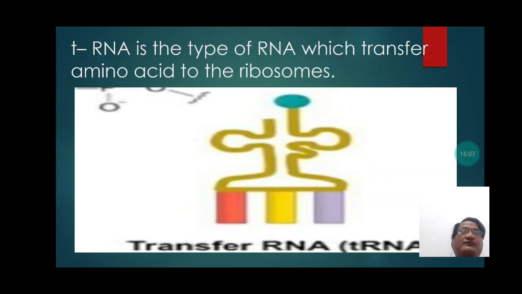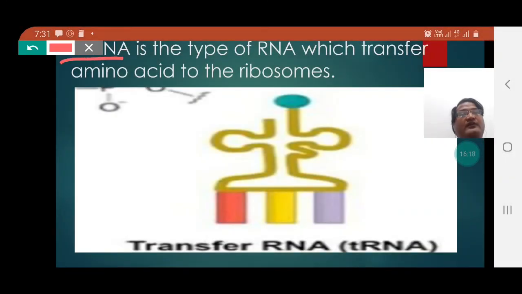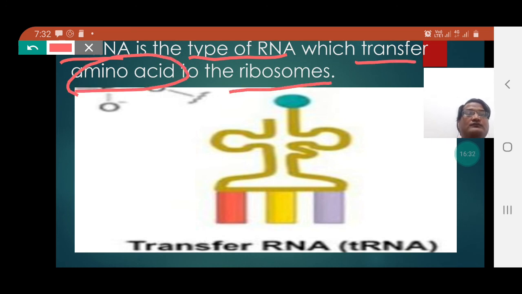tRNA is a type of RNA which transfers amino acids to the ribosomes. So students, tRNA is another type of RNA, the main function of which is to carry the amino acid to the ribosome. So students, here we can easily notice the transfer RNA.